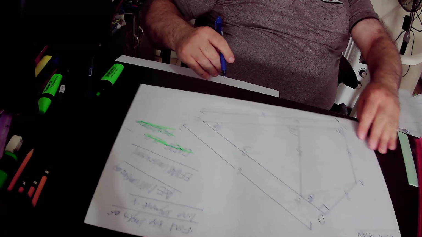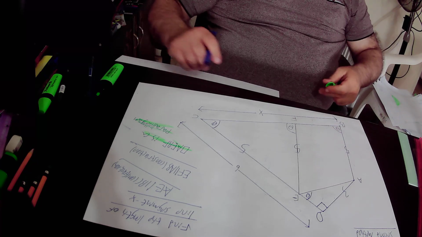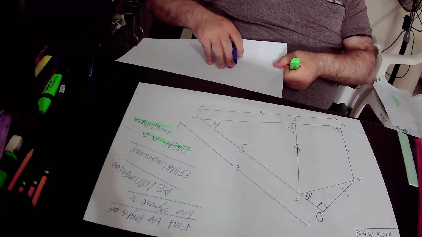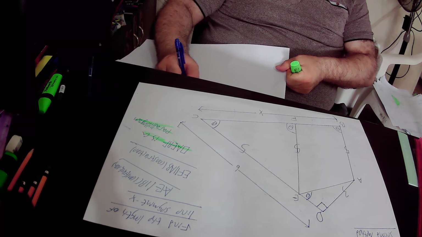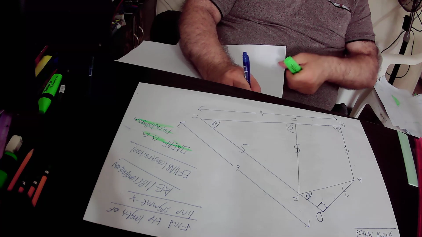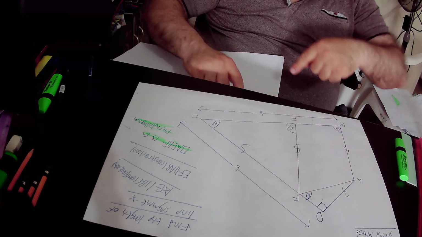So what is the length of the short line segment DE? It is very easy to see from the drawing that DE equals DC minus EC.